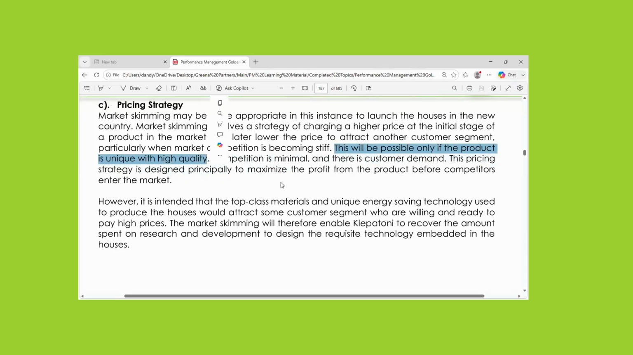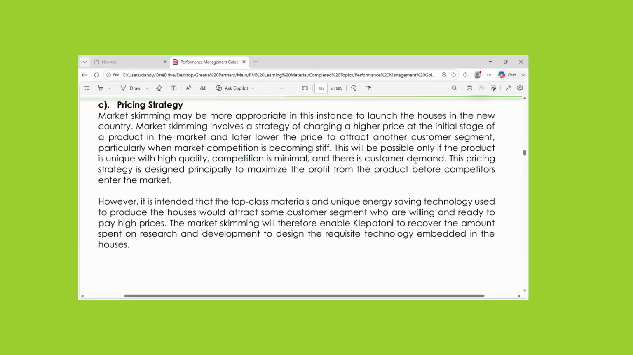What I'm trying to explain here is that market skimming is possible if the product is unique and differentiated relative to others in the market, competition is minimal, no competition or little competition, and there is customer demand for the products.